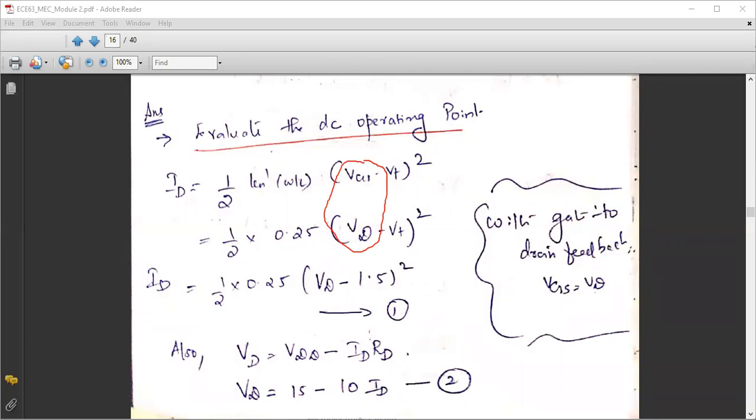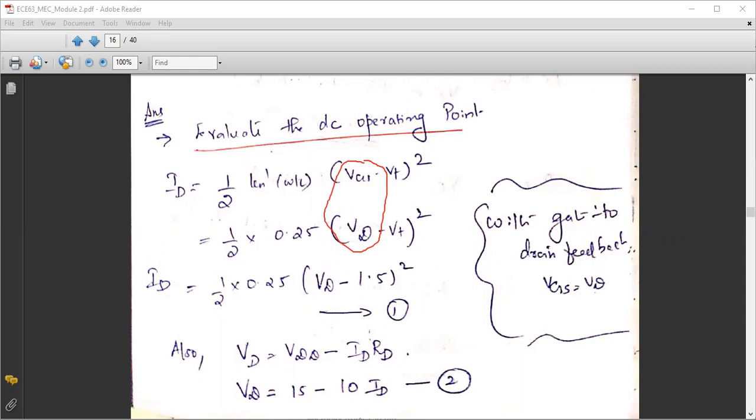Because the input current is infinitesimally small, there is no potential difference between gate and drain. As a result, you can take VGS as VD. That is a speciality of the gate-to-drain feedback concept. Now, as per equation number 1, we have two unknowns, so I have to replace VD in terms of IDRD.